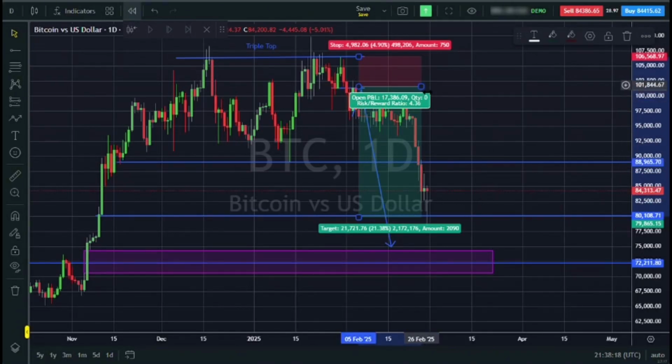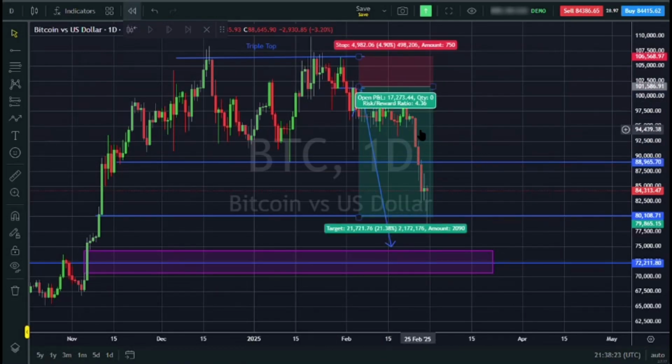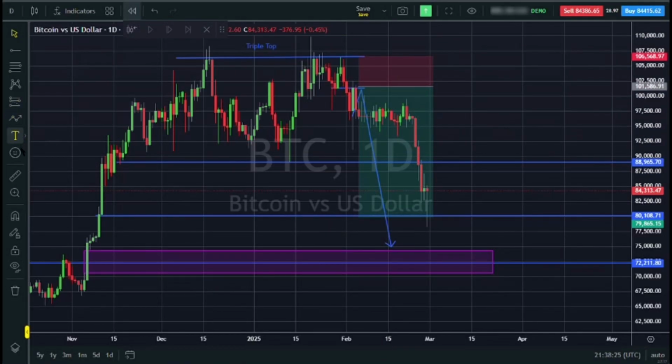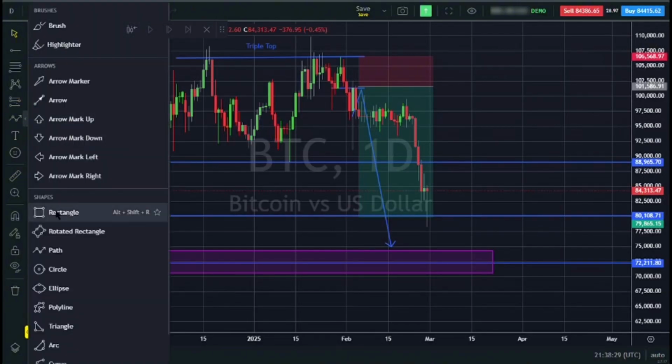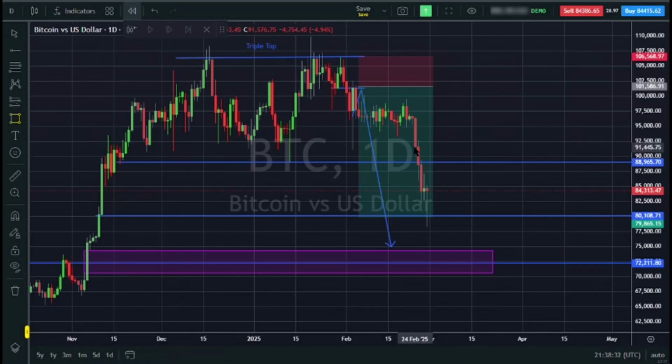So after this huge bearish movement, the market is more likely to retrace before it can continue with the down movement. So as you can see, as it was moving downward, it created another fair value gap over here, and this is exactly where we had our break of structure. So as you can see here, this is where the fair value gap is.